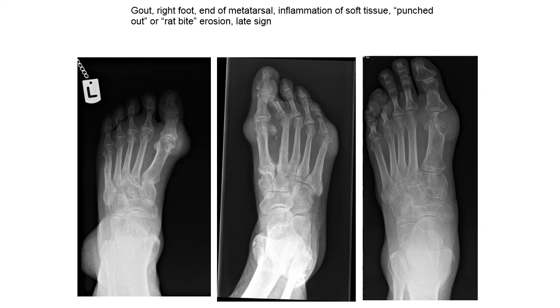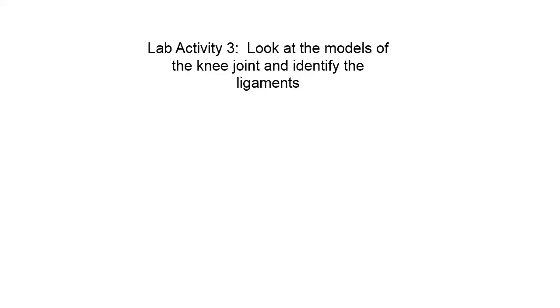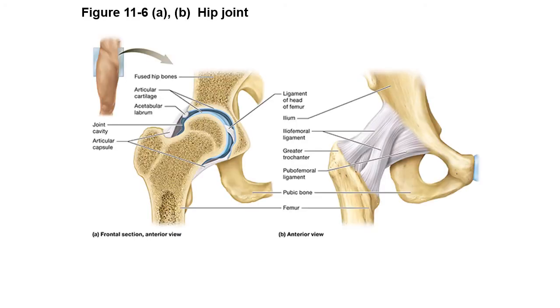Next slide. So we've got models of the knee joint, and we'll identify the ligaments and that kind of stuff. I'll do some separate videos for those and actually show you those. So let's see if we've got anything else. Next slide. We'll also look at the hip, shoulder, and elbow. Next slide. I'm going to go through them real quick just to point out some things.